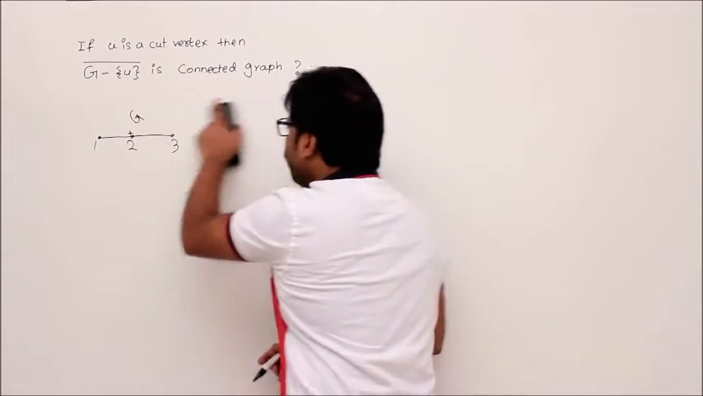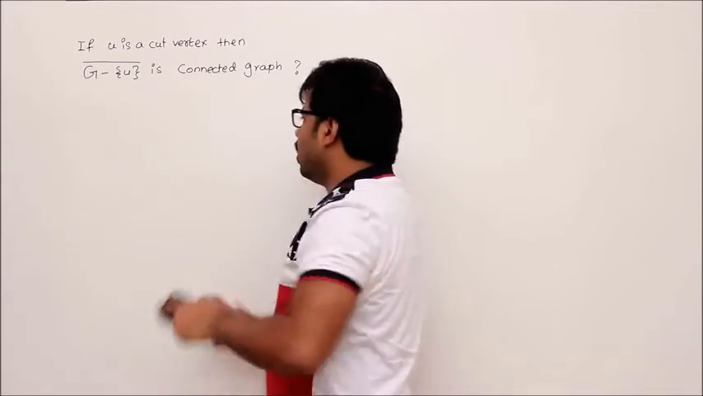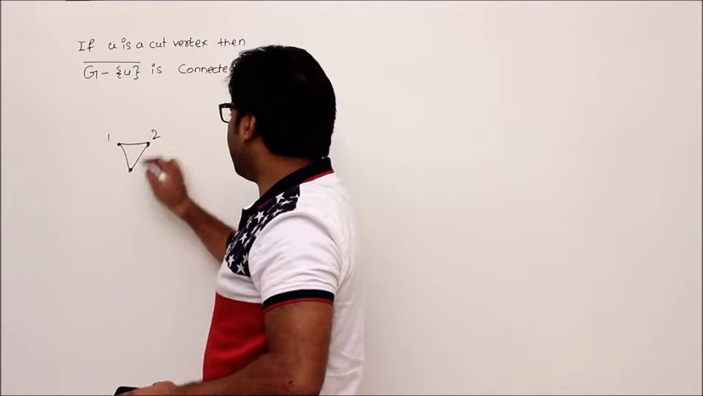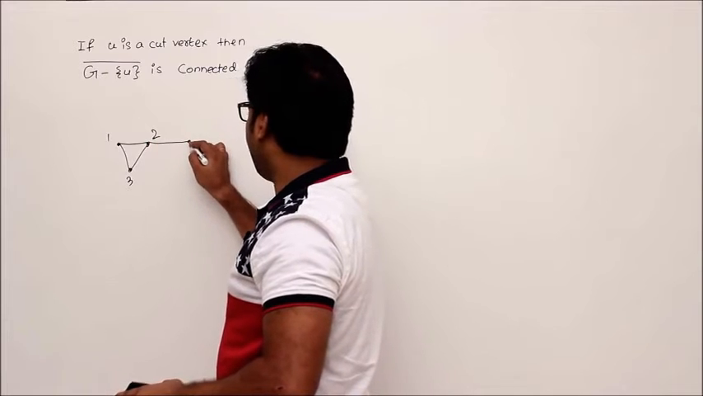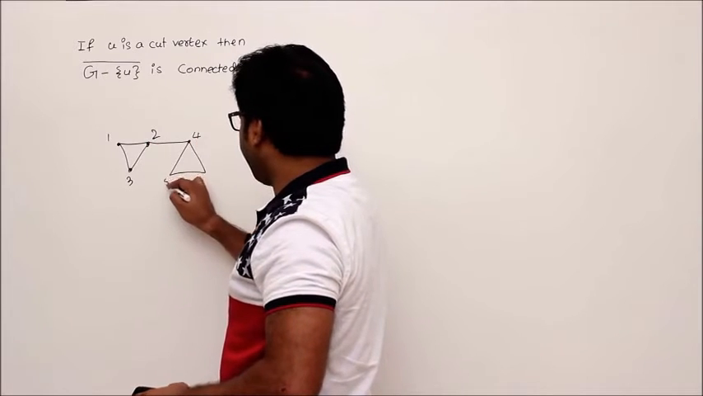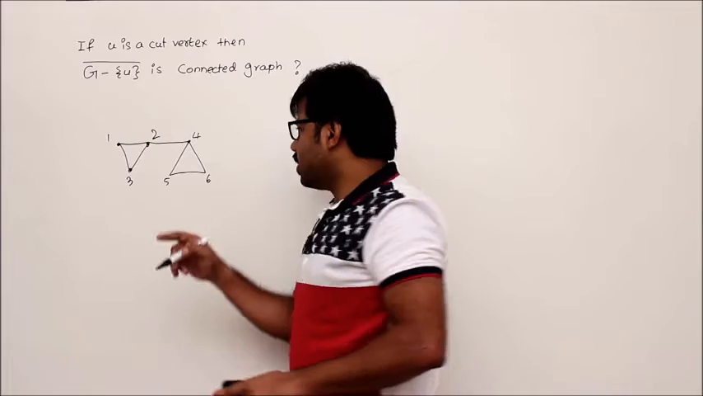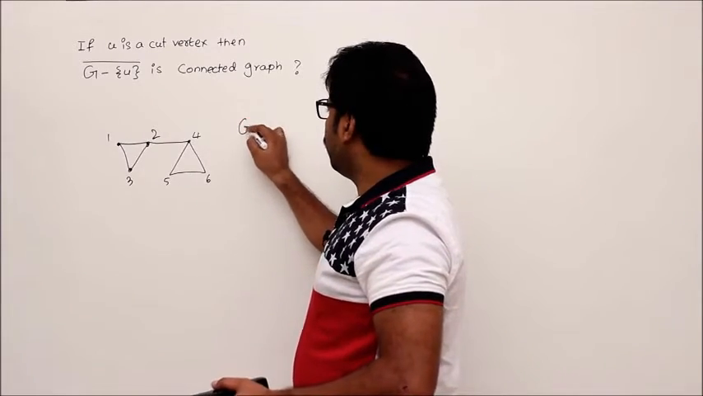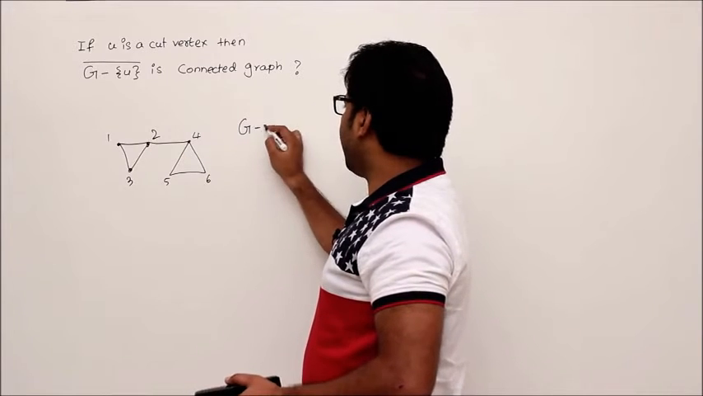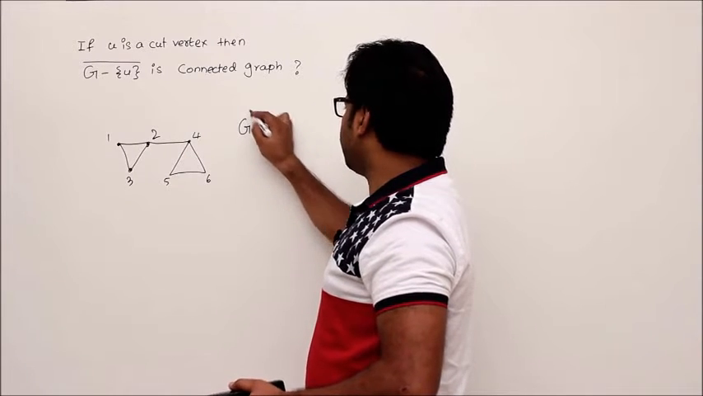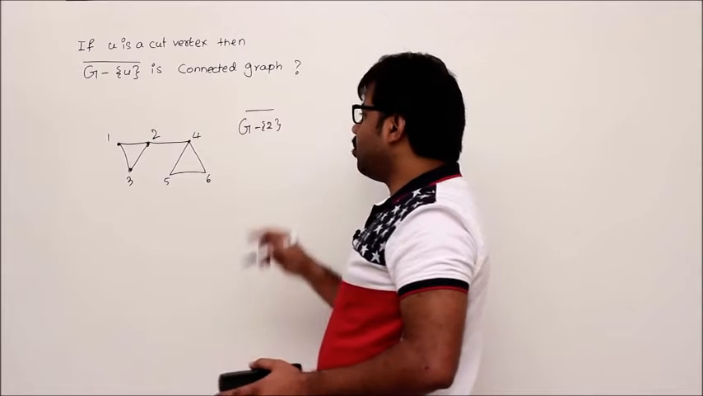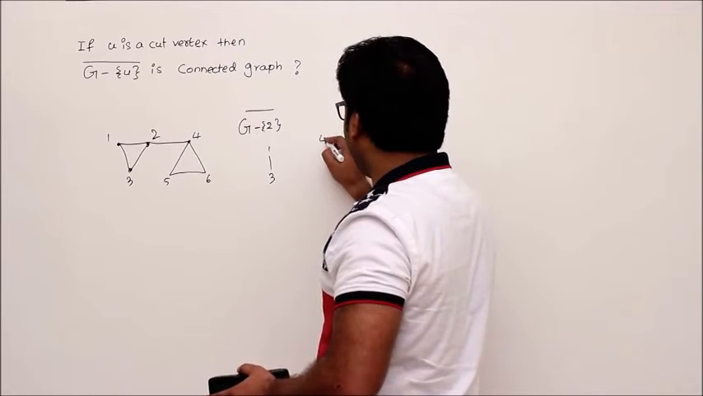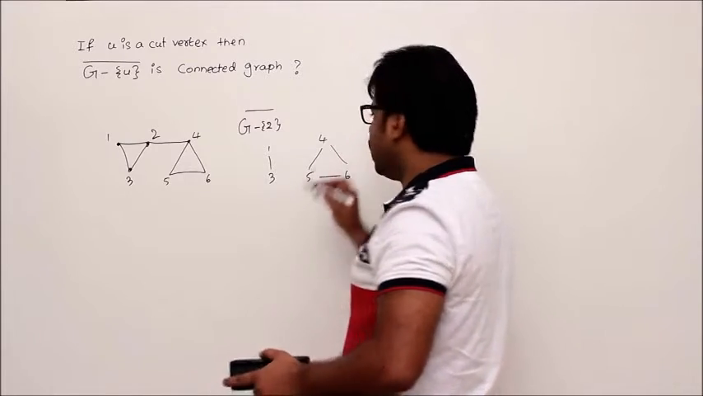Let's take one more example to understand this problem clearly. Let's take a triangle 1 2 3 and one more triangle like this, 4 5 6. Let's say there are two cut vertices, one is 2, one is 4. Now let's try to check with respect to 2, G minus 2 whole bar. What happens to that? Let me draw G minus 2 first. Then you end up with 1 3 and 4 5 6, isn't it?